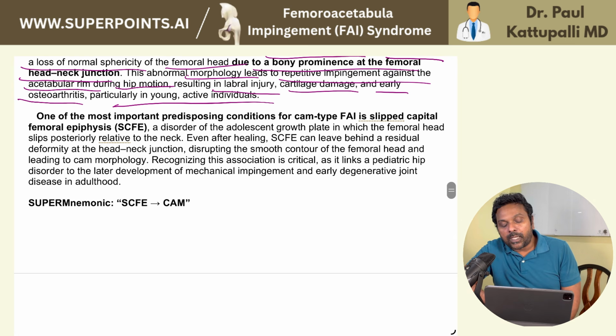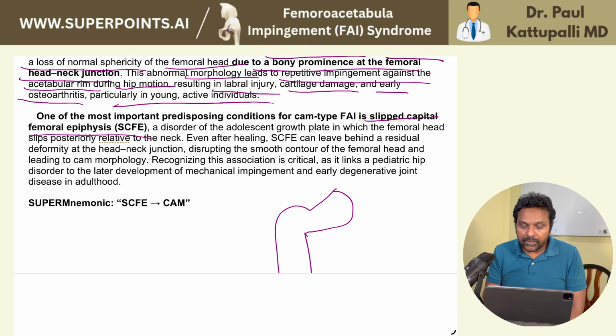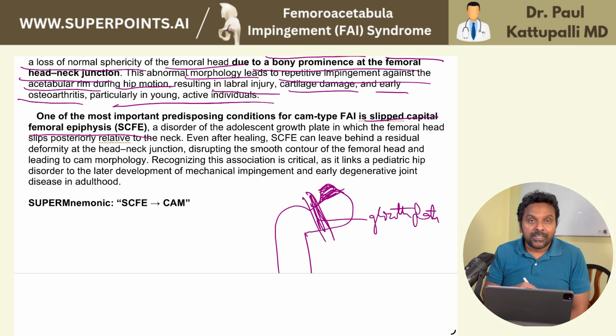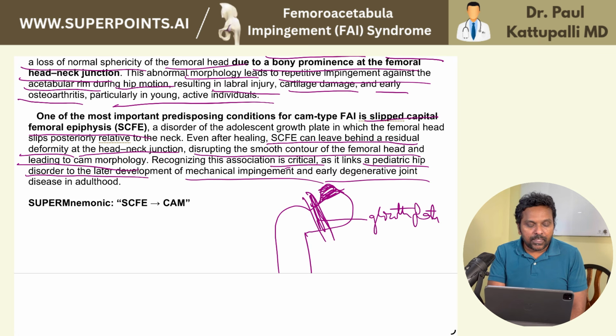One of the most important predisposing conditions for CAM type FAI is slipped capital femoral epiphysis. So basically, when you see the femur, what is happening? This is a growth plate disorder, right? Because this is a growth plate disorder, there is that movement which is actually creating an inflammatory stimulus for the development of that bony bump. So that is why SCFE is a risk factor for CAM. Even after healing, SCFE can leave behind a residual deformity at the head neck junction, disrupting the smooth contour of the femoral head and leading to CAM morphology. Recognizing this association is critical as it links a pediatric hip disorder to the later development of mechanical impingement and early degenerative joint disease in adults.